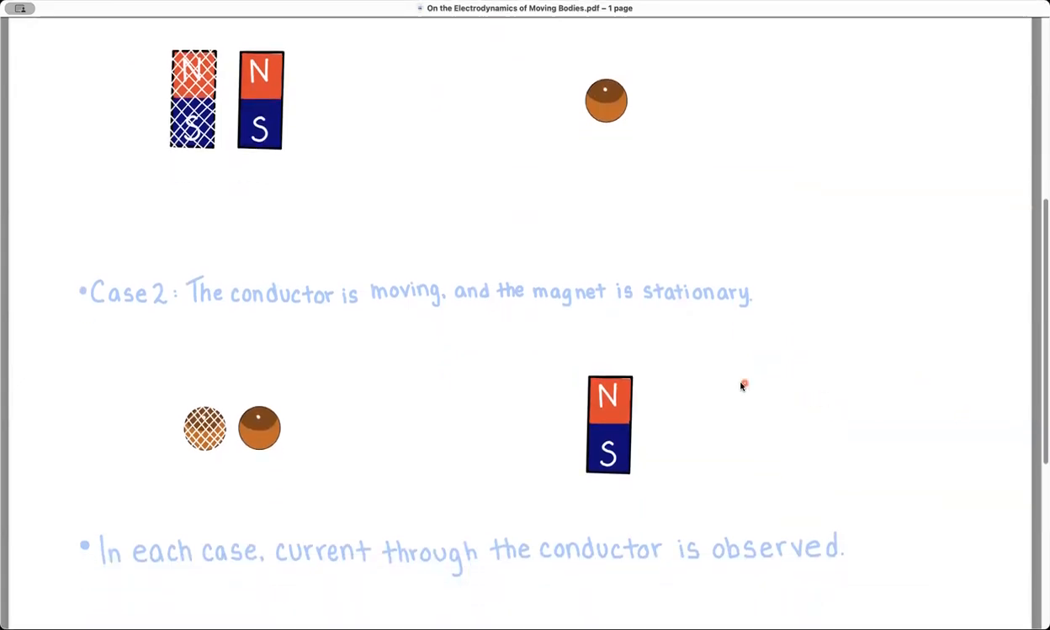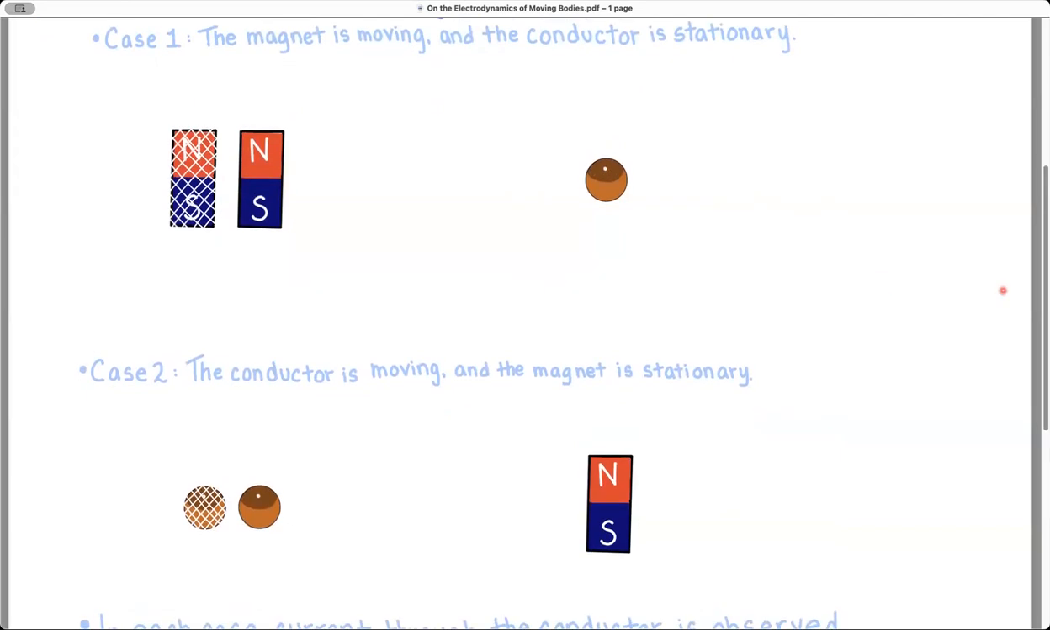This is the jumping off point for Einstein's paper because he noticed and realized that all that really matters as far as observation goes is the relative motion between the two objects. During his life, or during this time period, these two physical situations were treated differently. One was treated with an electromotive force, or an EMF, and the other was treated with a current.